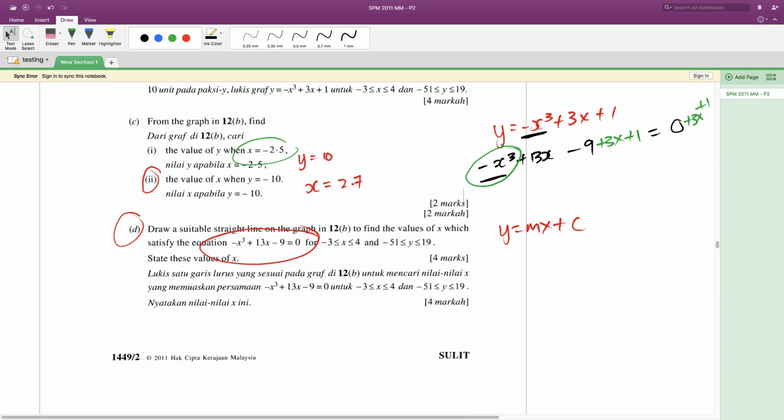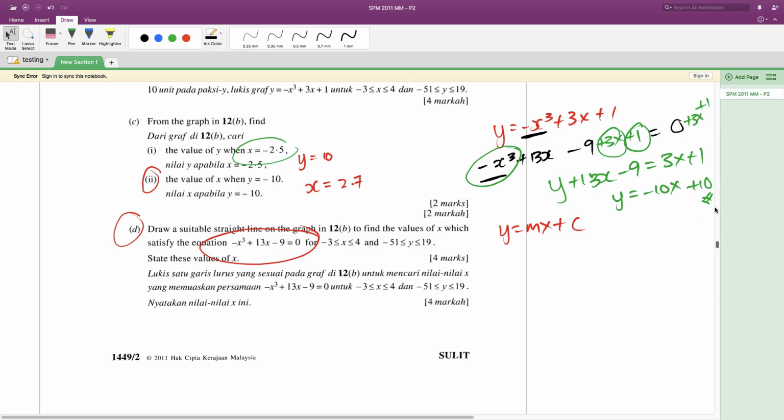Okay, this is what happened. If I have this one, I have this one, I have this one, I have y. Isn't it? The whole thing equals y. So y plus 13x minus 9 equals 3x plus 1. So my y will equal 13x, move to the other side is negative 10x. 9 move to the other side, plus 9, plus 10. This one is my equation of straight line.